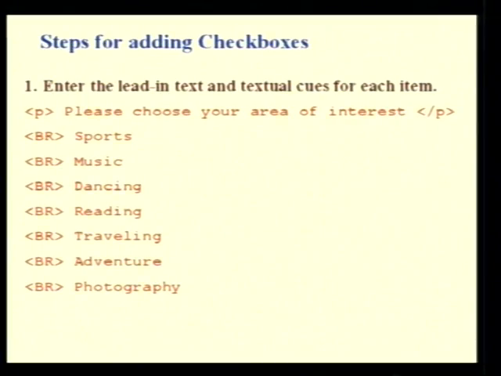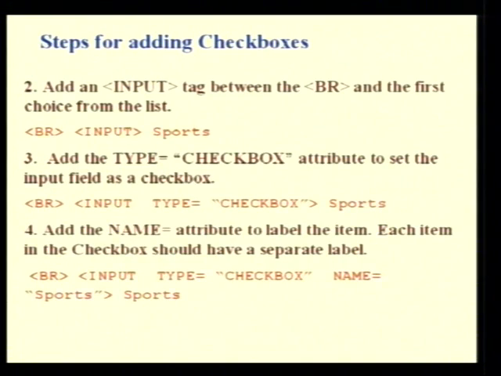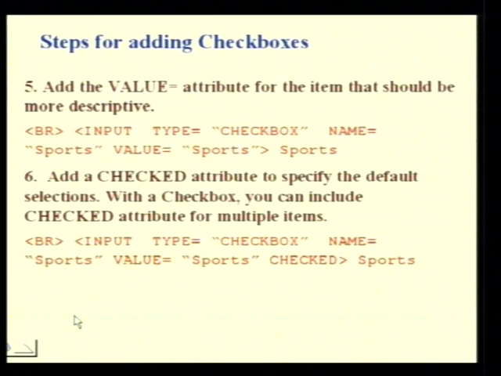So you begin with the lead text and textual cues for each item. So let us say you have, please choose your areas of interest. So you write in something, sports, music, dancing, reading, etc. And after that add the input tag. Within the input tag you add the type tag. Input type is equal to checkbox, fine. Then you add name is equal to something, sports. Add the value equal to attribute for the item, that should be more descriptive.